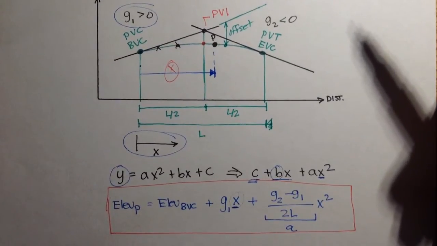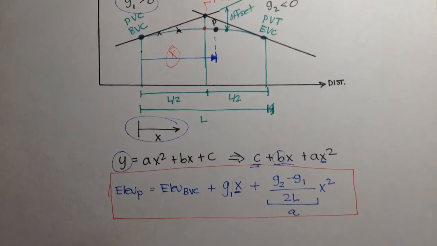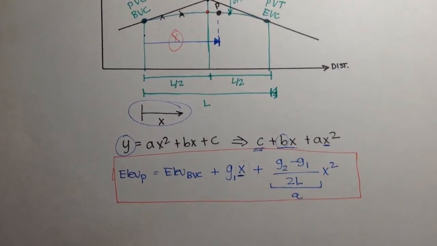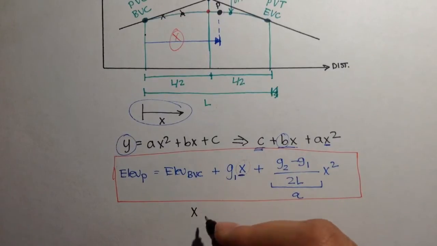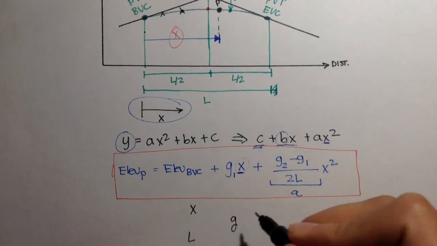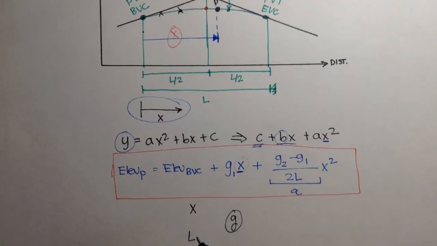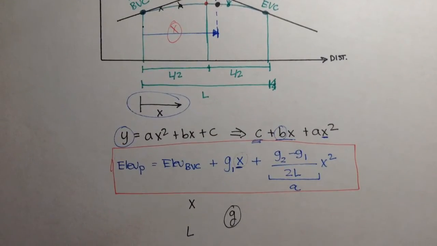Okay, so when we are writing this equation out, we have two terms that we really want to be careful with, and that is x and L. And then we also have G, right? G is your grade. Besides your elevations, you want to look at x and you want to look at L and make sure they're in the correct units.